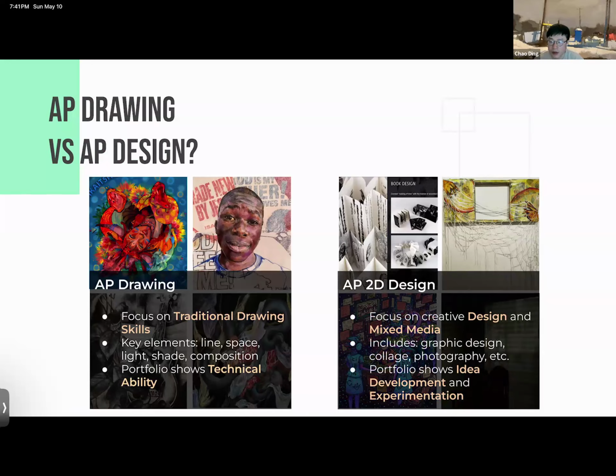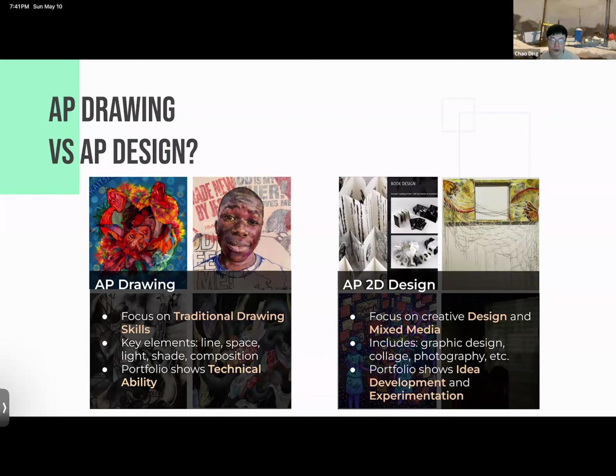Thank you, Joseph. This is a very great question, and a lot of parents may be concerned about this. Students were also confused about how to choose the path they want to develop, between AP Drawing and AP Design. What is the difference?